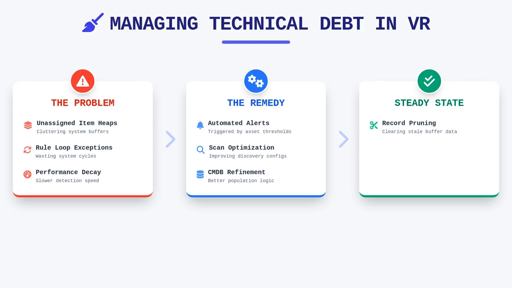Regular maintenance, including the clearing of stuck buffers and the pruning of stale records, is an essential facet of a mature vulnerability response program. Always aim for a steady state where the gap between discovered reality and the CMDB model is managed with defined, repeatable processes rather than ad hoc cleanup.